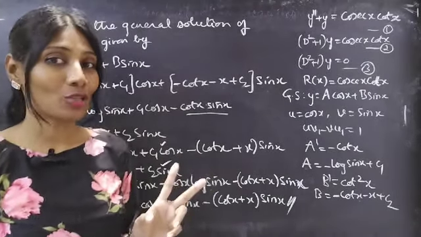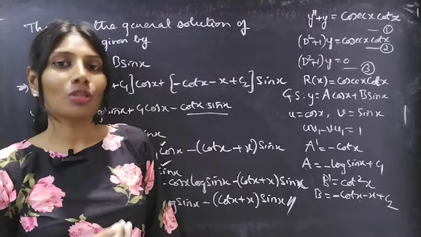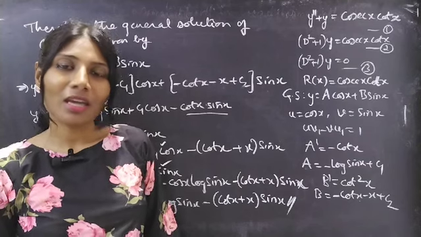So we have seen part 2, the second way or the other way of finding the general solution of the given equation using variation of parameters. I hope you'll understand.